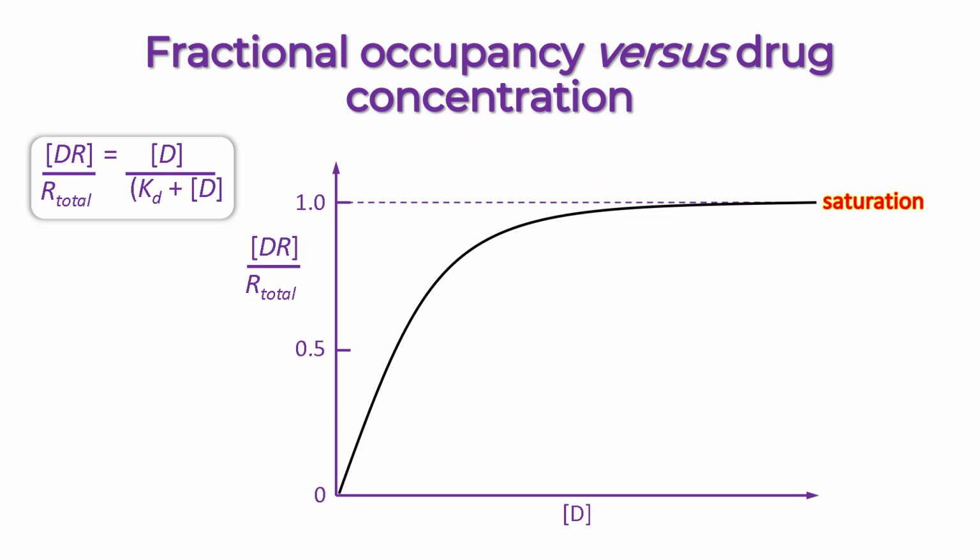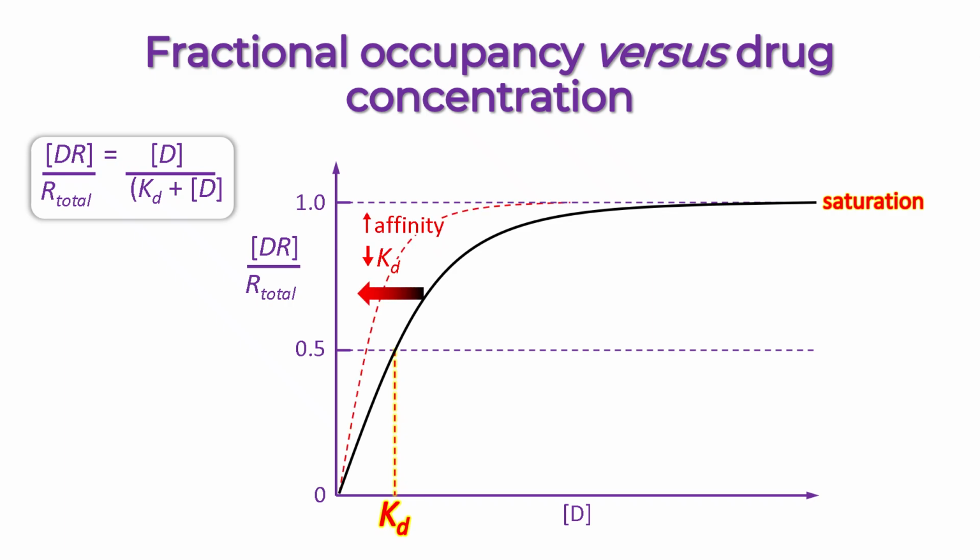The key point on this curve is the concentration that produces 50% occupancy. This occurs when the drug concentration equals Kd. At this point, half of the receptors are occupied and half are free. Kd is not just a number in an equation, it is a direct measure of affinity. A lower Kd shifts this curve to the left, meaning fewer drug molecules are needed to occupy receptors. A higher Kd shifts it to the right, meaning more drug is required.